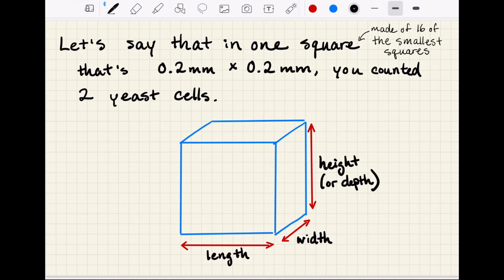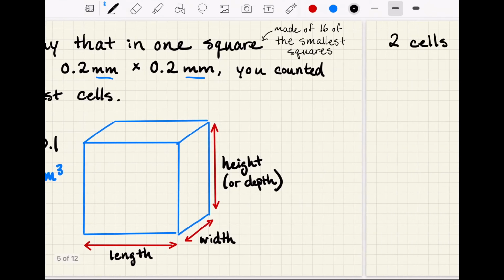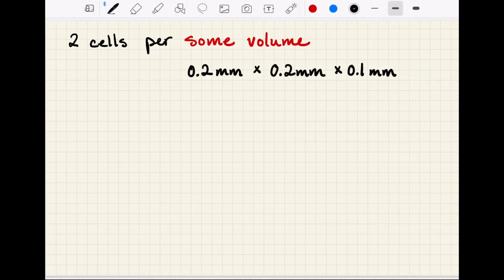It's very common to count the 0.2 millimeter by 0.2 millimeter squares as shown on the previous slide, so we'll use those dimensions for our calculations. In order to get the volume, we multiply the length times the width times the depth. 0.2 times 0.2 times 0.1 works out to 0.004, and our units are millimeters times millimeters times millimeters, which works out to cubic millimeters.